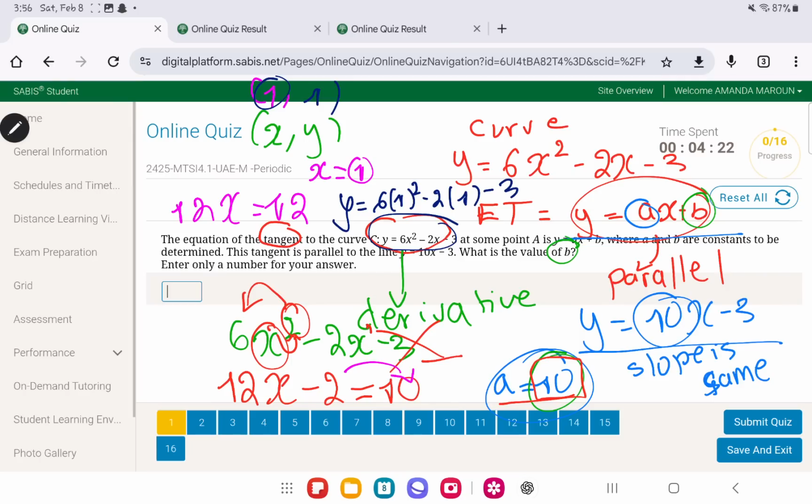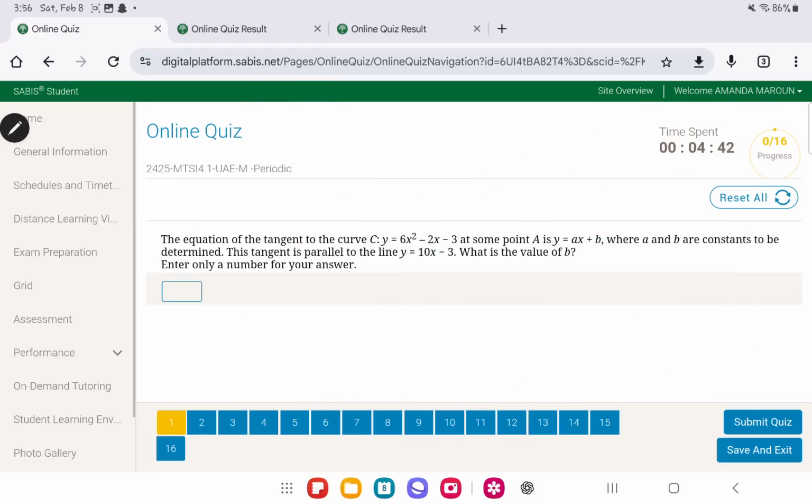So now we can very simply find the value of b, knowing that we have y is 1 is equal to the slope, which is 10, times our x, which is 1, plus b. Move this to the other side. You get that b is equal to 1 minus 10. So b is equal to minus 9. So very simply, our value of b is minus 9.